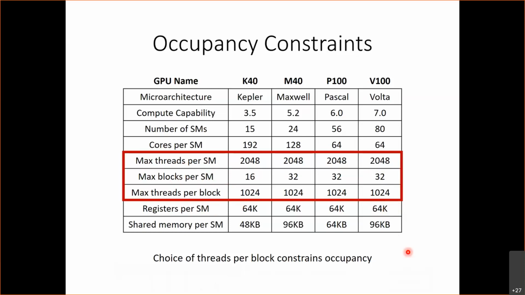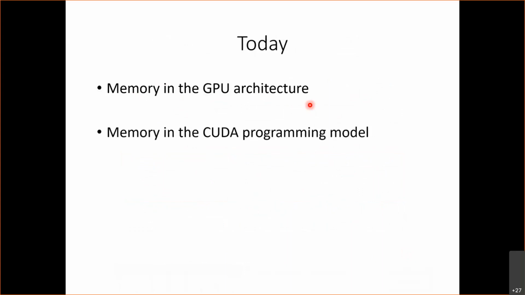Okay. So today, what we're going to do is we're going to talk about memory in the GPU architecture. So last time we focused on cores, we focused on warps, we focused on a lot of the execution units. Today we're going to look at the memory part. So we're going to look at the memory in the GPU architecture. We're going to look at memory in the CUDA programming model. In other words, how can we manage the memory in the GPU architecture? What does the CUDA programming model give us access to? We're going to look at how to optimize memory accesses.